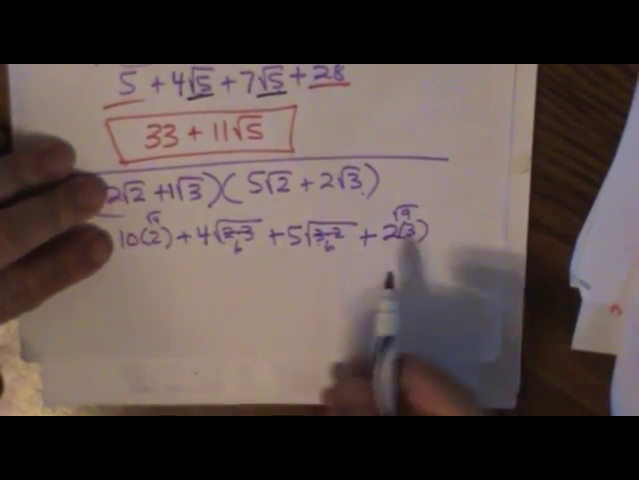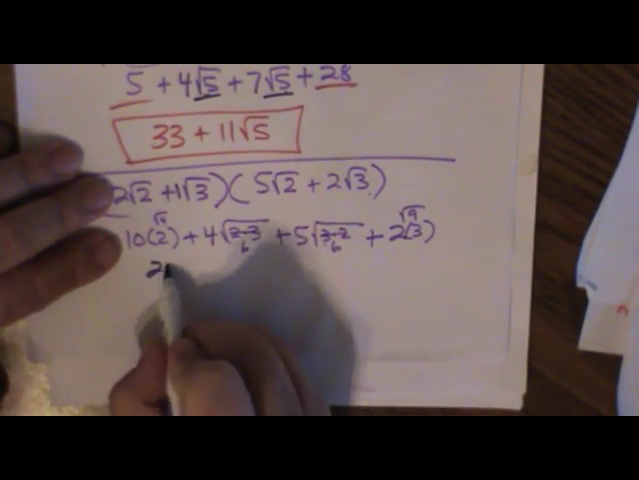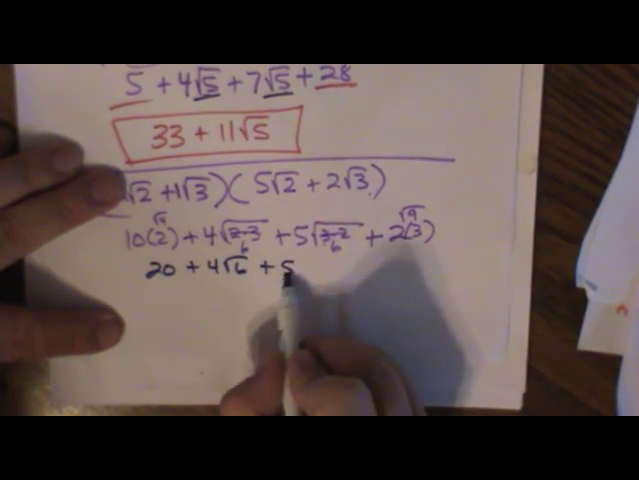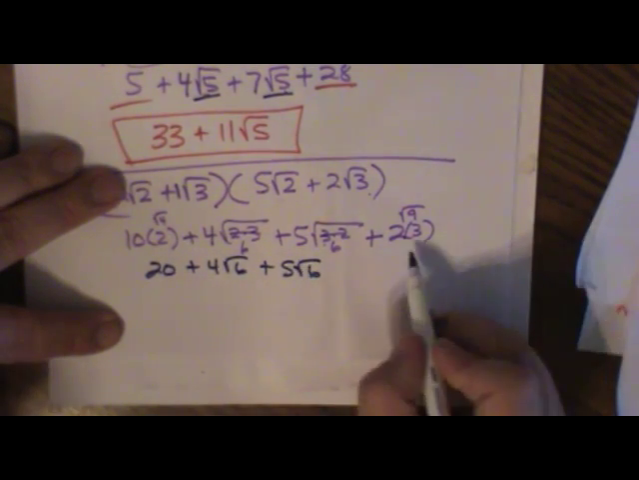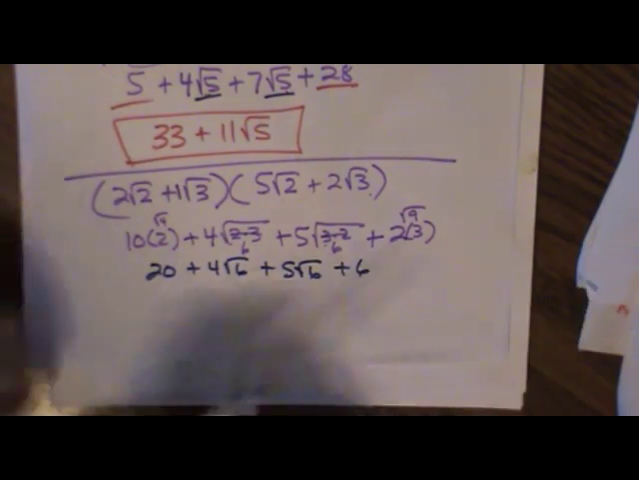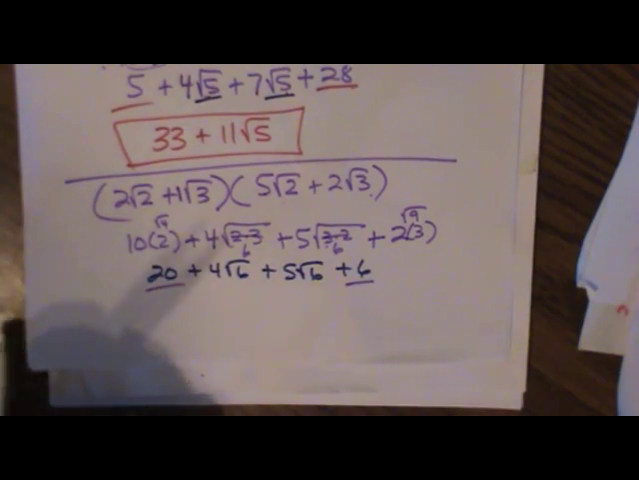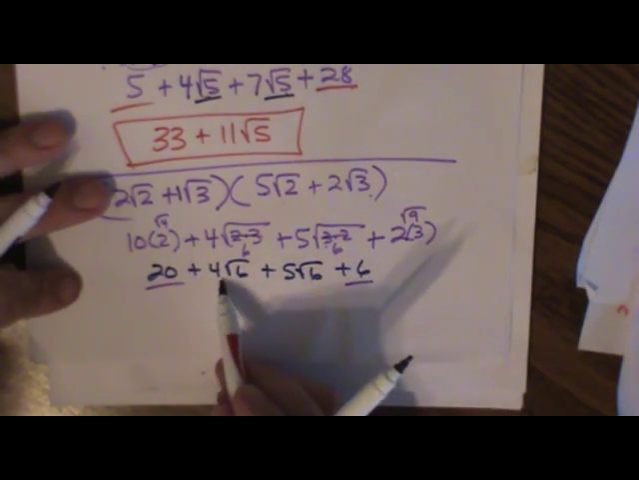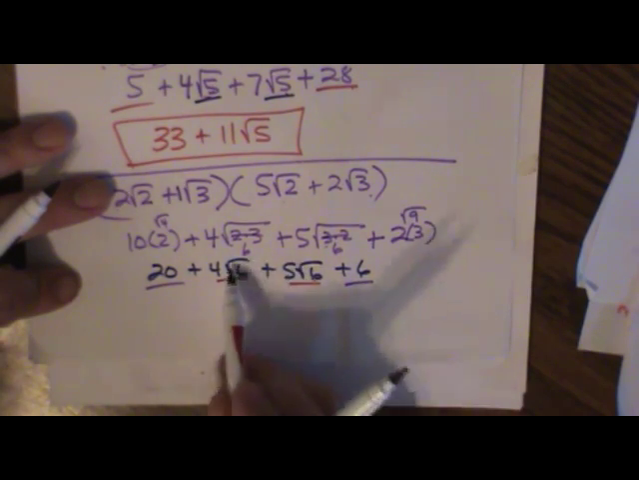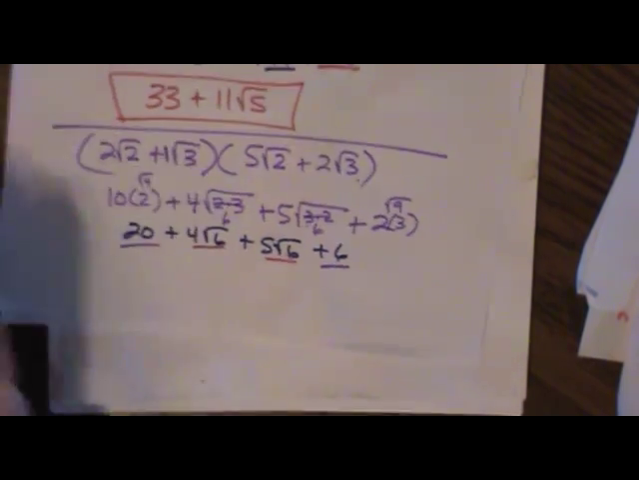let's write this a little clearer so that we can see what we're doing. We have 10 times 2 is 20, plus 4 square root of 6, plus 5 square root of 6, and then we have plus 6. So our like terms in this one, we have our numbers, and then we have our radicands inside are the same, plus our roots are the same, or our indexes are the same. So these are like terms as well.